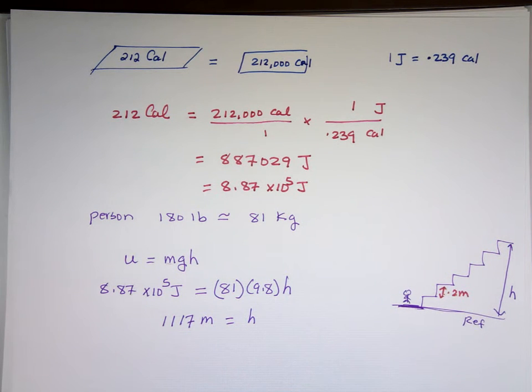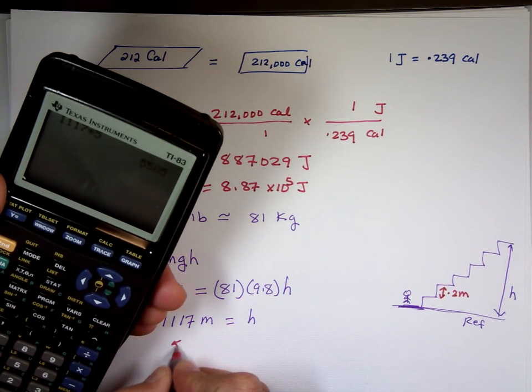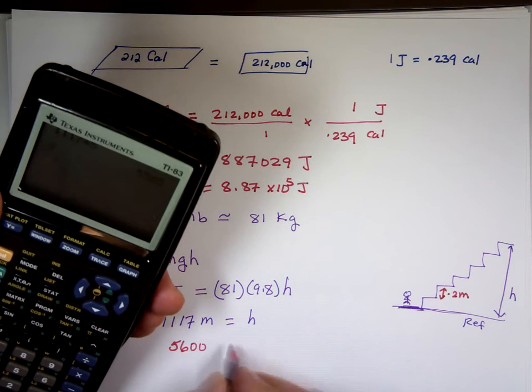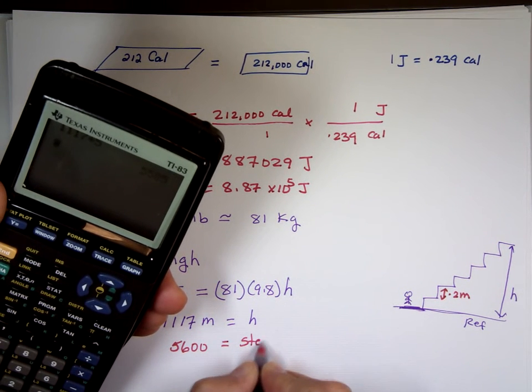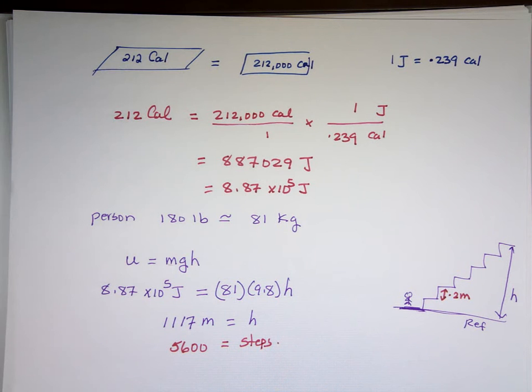That means in 1 meter, how many steps do you have? 5 of them: 0.2, 0.2, 0.2, 0.2, 0.2. So take that number, 1117, and multiply it by 5. You will have to climb roughly 5,600 steps, to two significant digits. You divide 1117 by 0.2, and rounding, it is 5585.